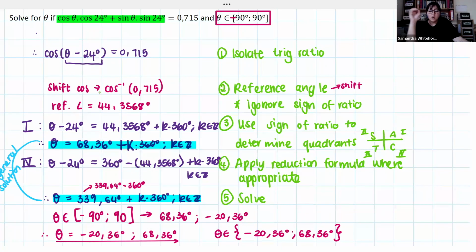Right, that's it. When you have a situation where your domain is restricted, you do need to do this additional step of finding the specific values that fall within that domain. But if I say just solve for theta and don't give you a domain, you don't have to. You just stop at the general solution, what I've highlighted in blue, and you're done.